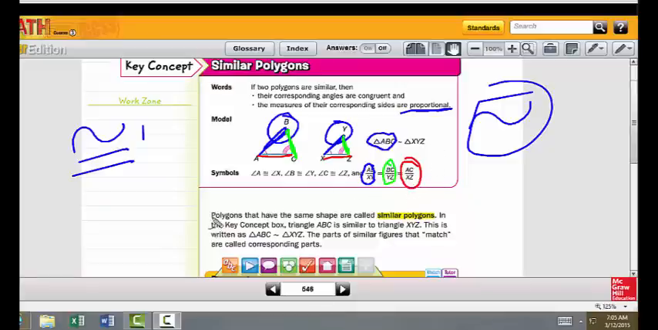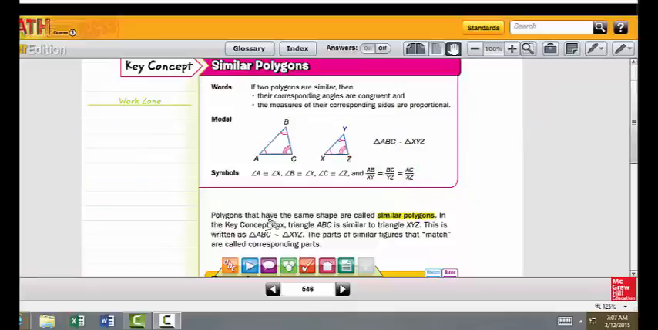So now let's finish this up. We have polygons that have the same shape are called similar polygons. You know that. In the key concept box, we have triangle ABC similar to triangle XYZ. This is written like this here with the similarity symbol. The parts of similar figures that match are called corresponding parts. And these were all those corresponding parts we were talking about.